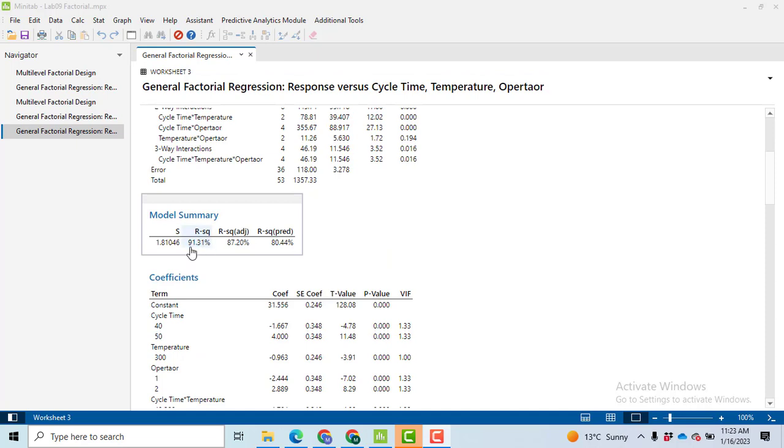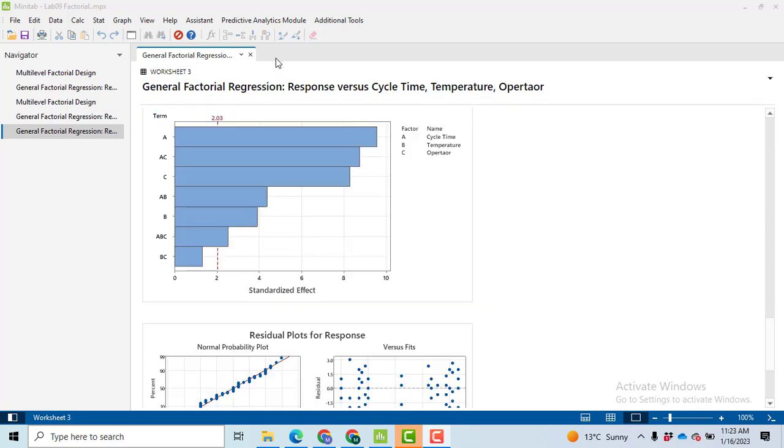Going down, we get our R square. The R square value is 91.31. It means that cycle time, temperature and operator explain 91.31% of the variation in the response variable. The remaining variation, around 8.69%, is still unknown. Coming down, it shows that factor A has the highest effect, followed by AC, then C, then AB.